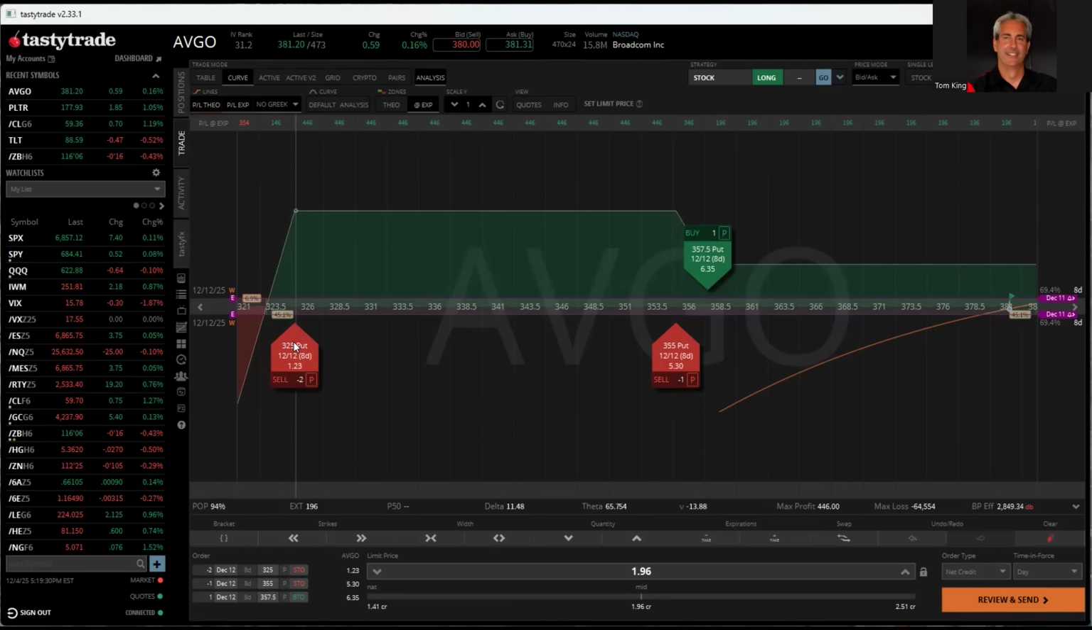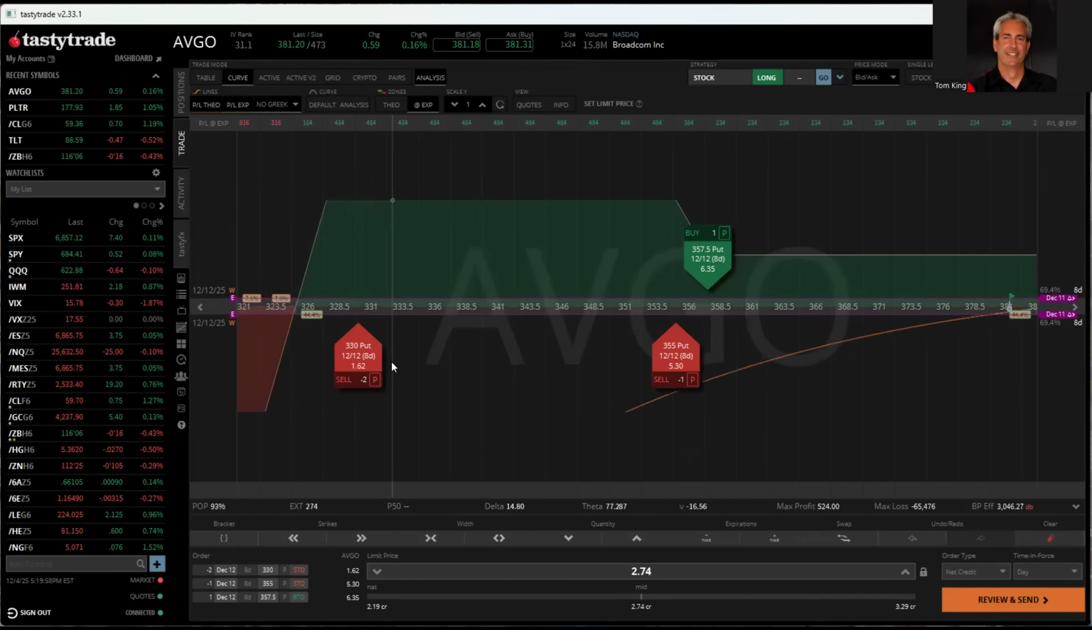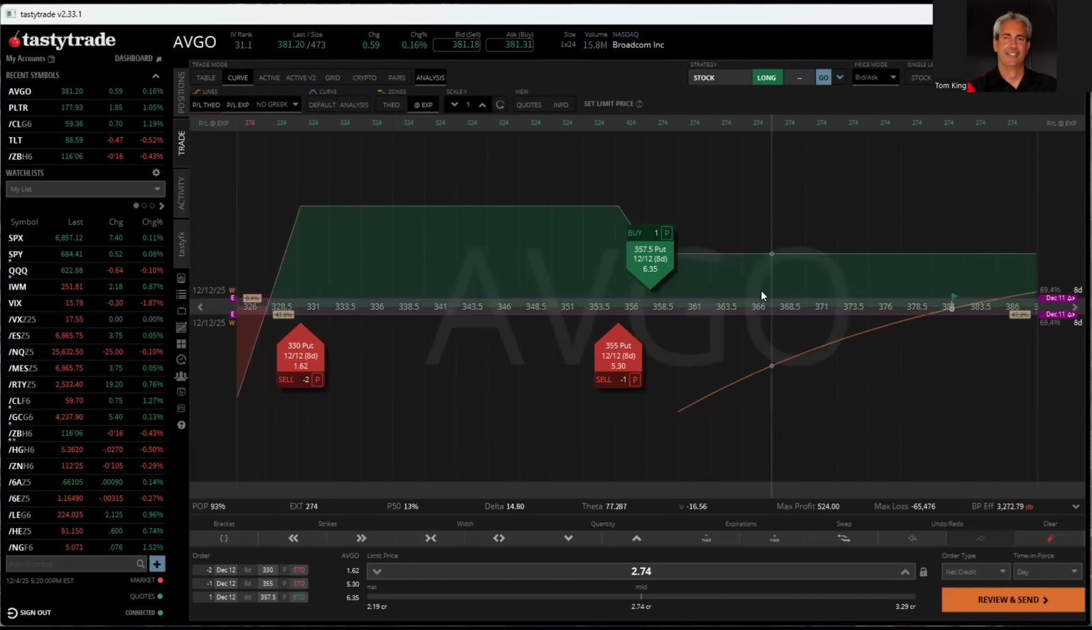325 from 381 is 56 points. That's 15%. If Broadcom falls 15%, we can take shares of it at 325. I don't think that's a bad spot. And what did I say the support was? Well, it was 330. So we're below the support. The setup is great. If you even want to go to that 330, you could do that too, and make even more money on this thing. So either way, this thing works.